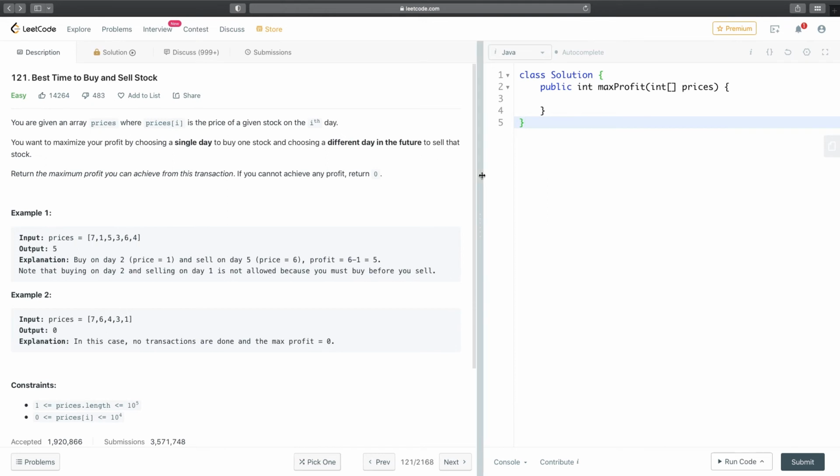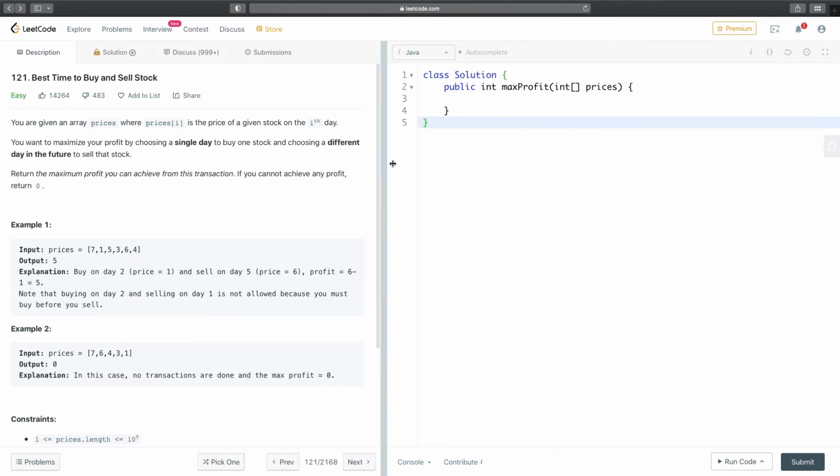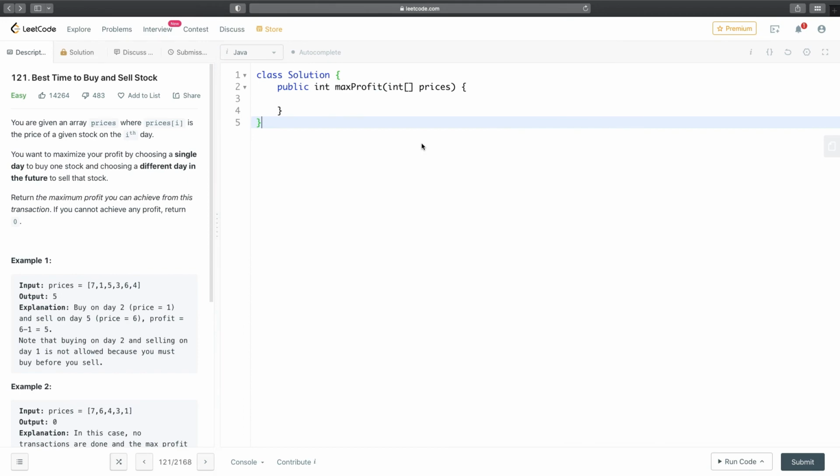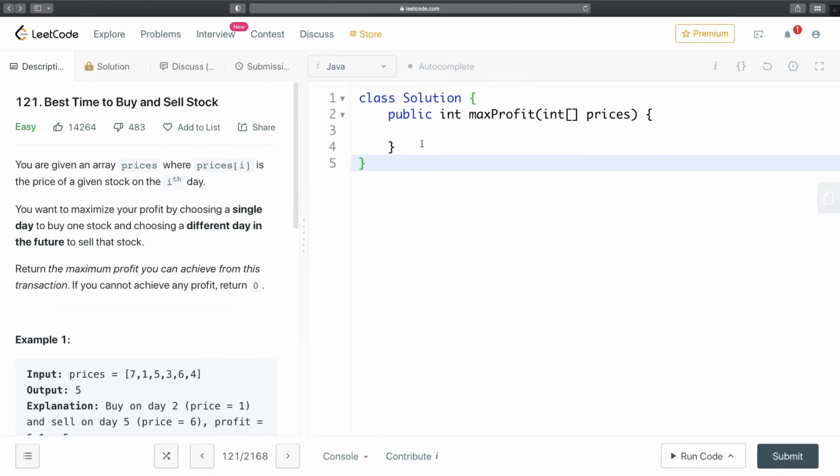Let me increase the font size first. Yep. So this is a pretty simple code. So as described in the algorithm, we will set two variables. First is called profit. We're gonna assign it to 0. We're gonna set another variable called min. We're gonna assign it to first element of the array, prices at 0.